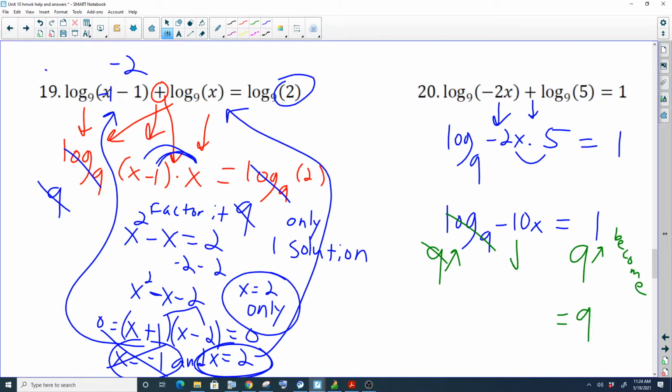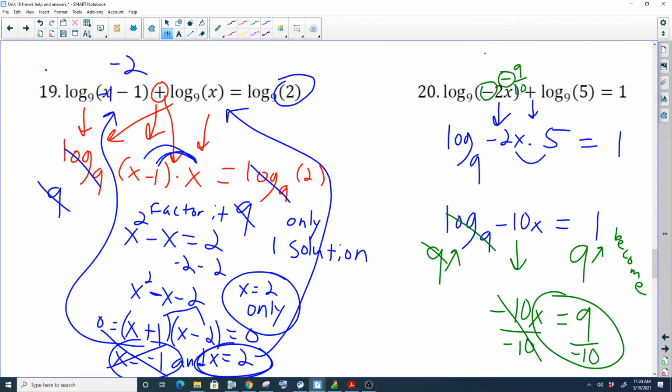So we're going to bring down our negative 10x there, and then just divide by negative 10, and we're done. So we get x is equal to negative 9 tenths. Now let's make sure it works. Oh, good. We have negative 9 tenths.